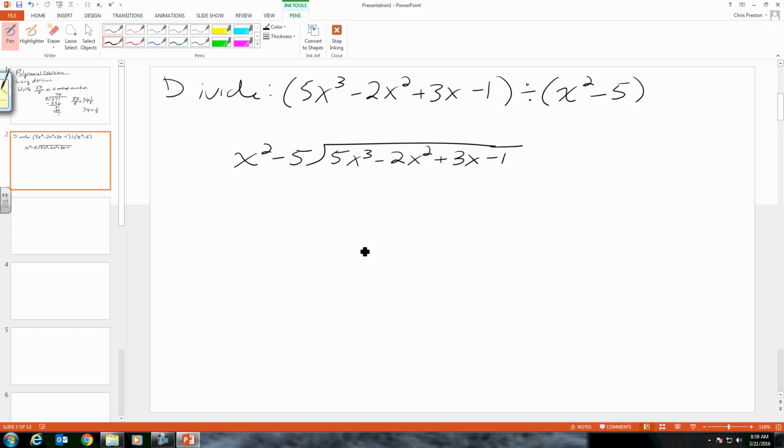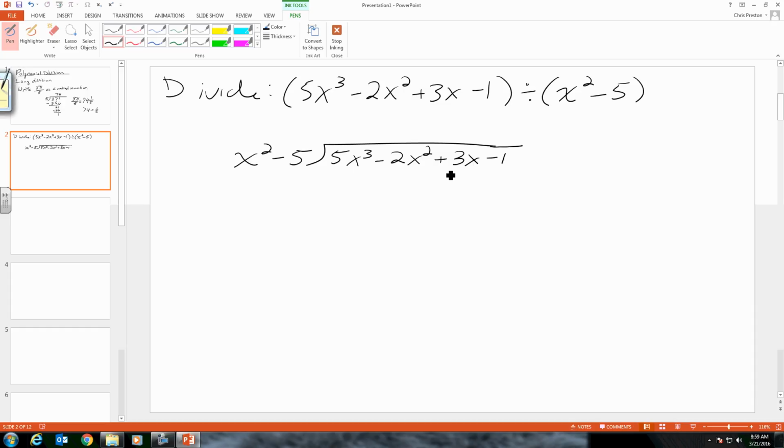Now there's a lot of information here. It's too much for me to process all at once, so instead I'm going to break this up into steps. I'm going to look at the first term of my divisor, x squared, and ask myself, what do I need to multiply this by to match the first term in my dividend, my 5x cubed? It'd be a 5. I need to multiply by a 5, but I also need another x in order to raise this up to x to the third.